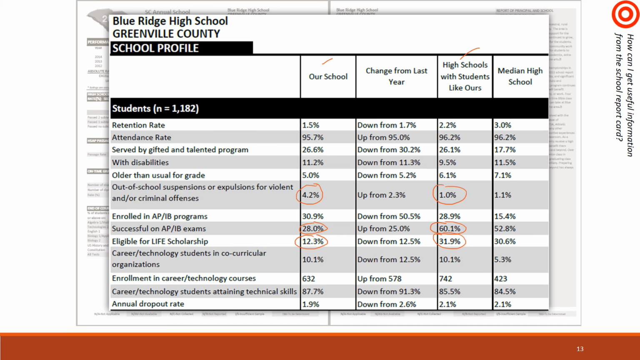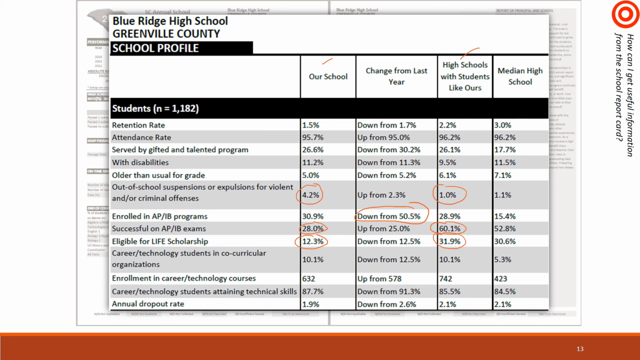You can also look at the changes up and down. The one that really stands out is enrolled in an AP program. What's this tell me, that in 2014 we had almost 31% enrolled, but the previous year we had 50%? That doesn't sound right to me. I don't think we had half of our student population enrolled in an AP program the previous year. So something looks wrong with this number to me.